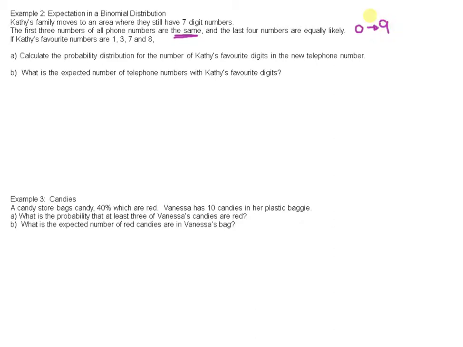If Kathy's favorite numbers are 1, 3, 7, and 8, calculate the probability distribution for the number of Kathy's favorite digits in her new telephone number. Not including the first 3, of course. Those are fixed and we don't know what they are. So let the random variable x denote the number of Kathy's fave numbers in her phone number.